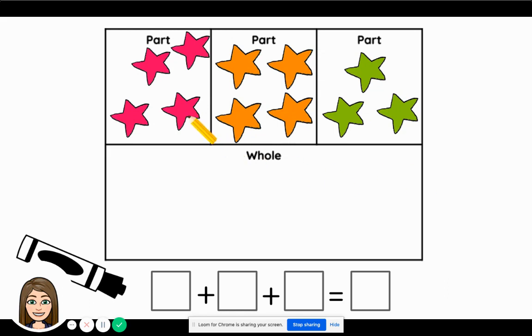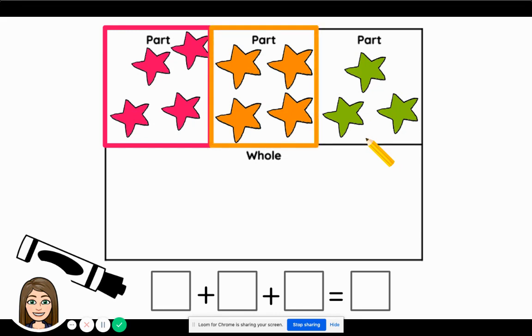If you said there are 3 parts, you are correct. The first part shows me I have 4 pink stars. The second part shows me I have 4 orange stars. The third part shows me that I have 3 green stars. If you combine each of these 3 parts, what is the whole or total? Turn and tell someone at home.